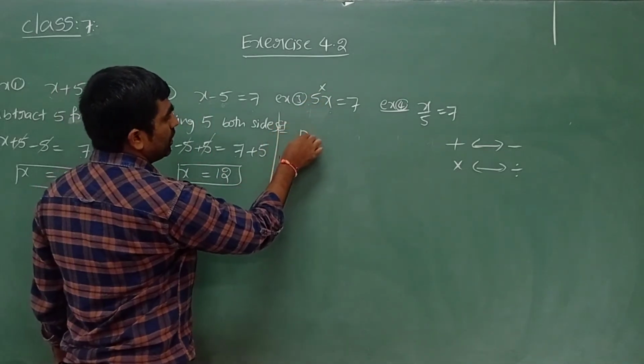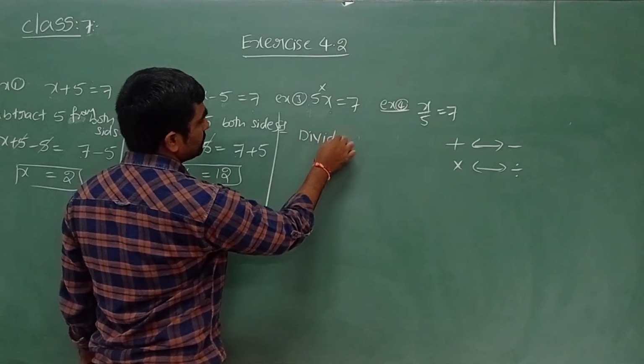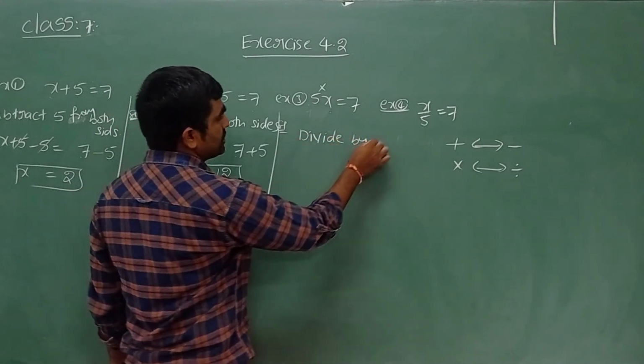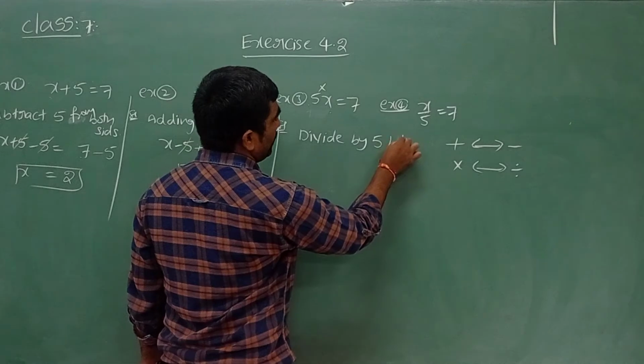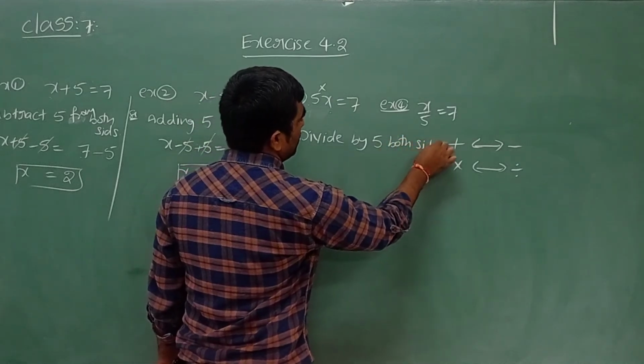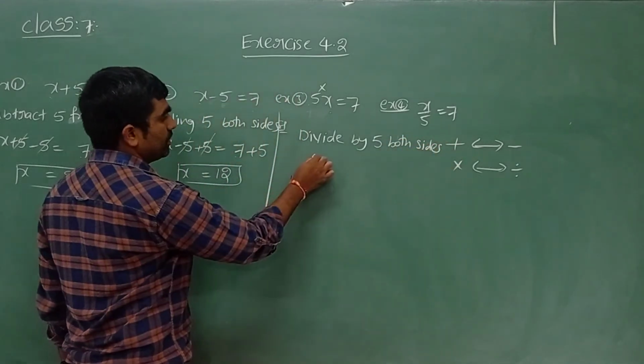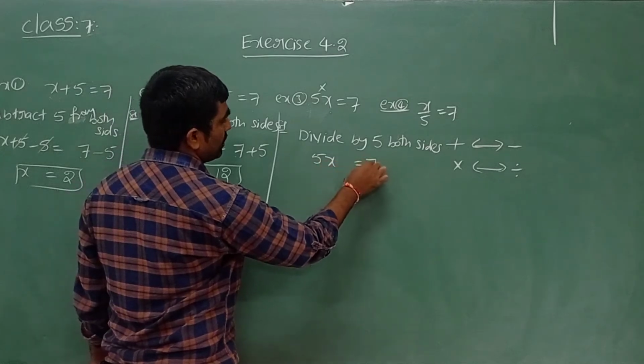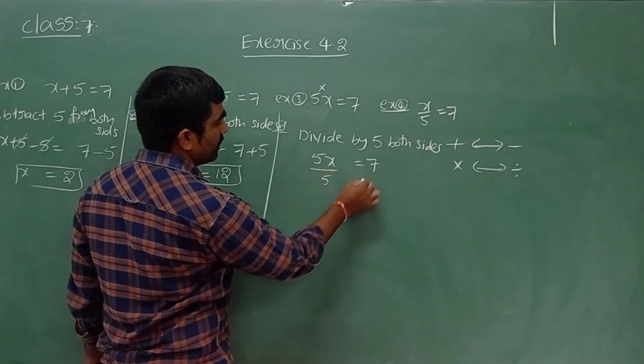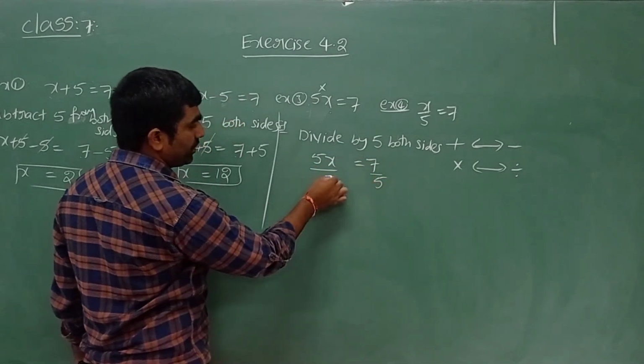Solution here. Let me write now. Divide by how much? 5. Divide by 5 on both the sides. Let us write 5x is equal to 7. The LHS we can divide by 5, and the RHS also divide by 5.